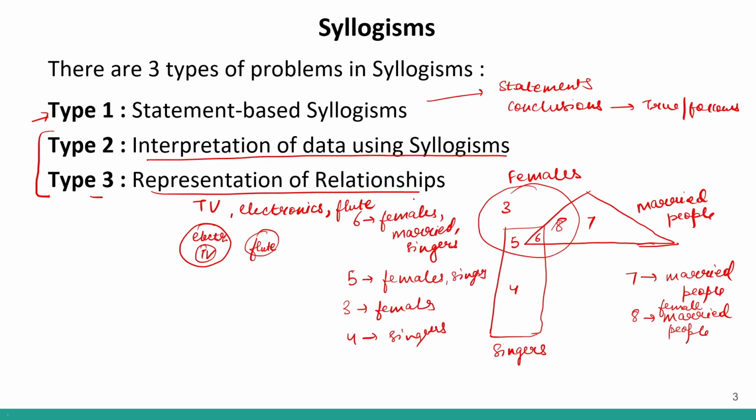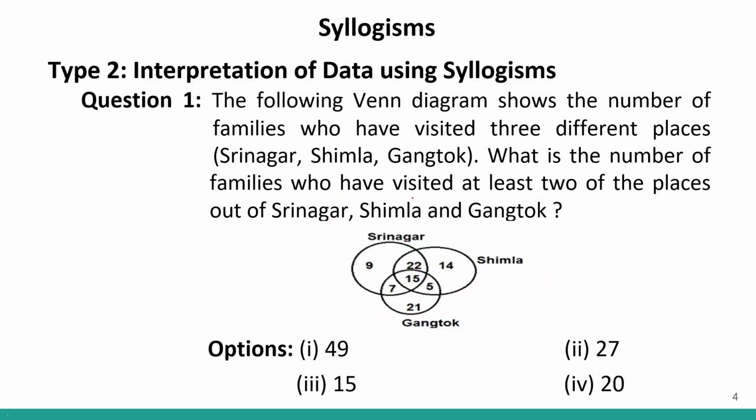So let us solve some questions to get a better conceptual clarity. Let us start with type 2, interpretation of data using syllogisms. So this is a Venn diagram. This is basically the information, and based on this information and the Venn diagram, we have to answer a question. Question 1 says the following Venn diagram shows the number of families who have visited 3 different places: Srinagar, Shimla, Gangtok.